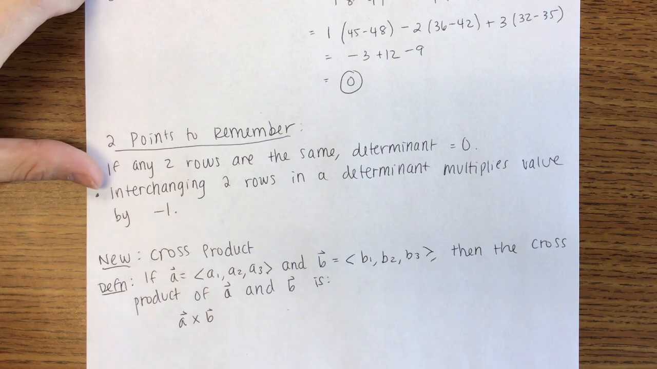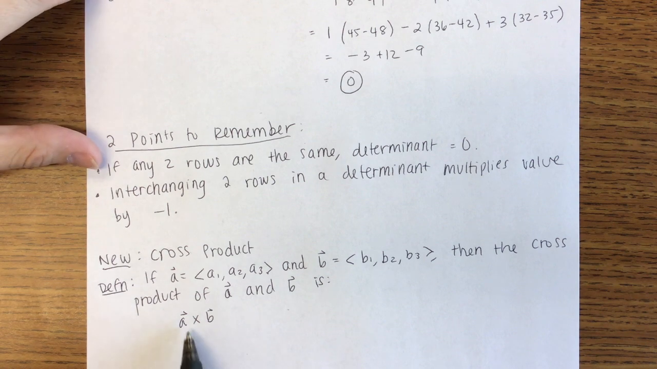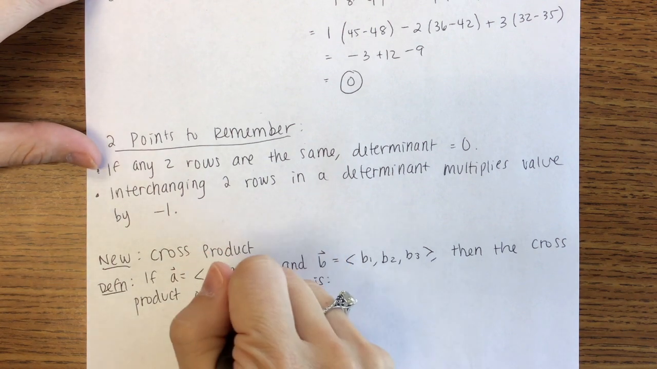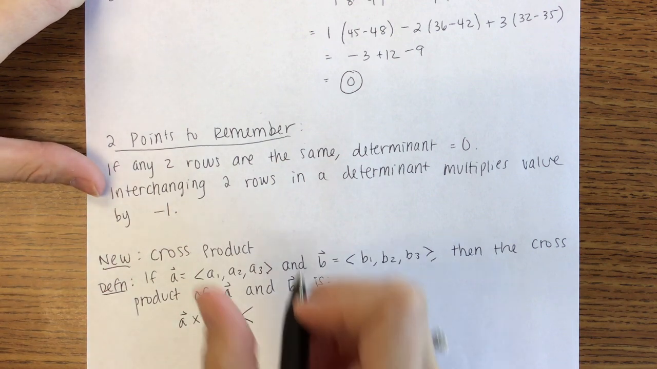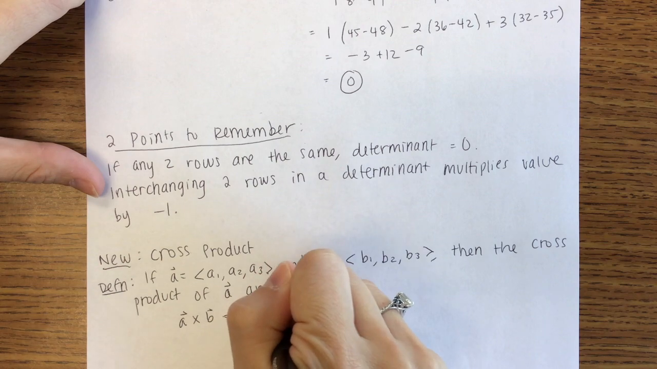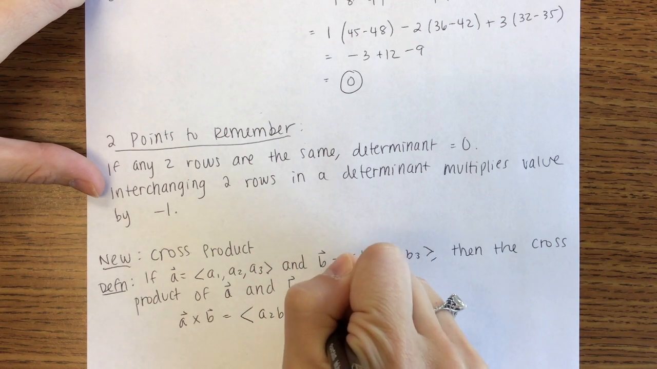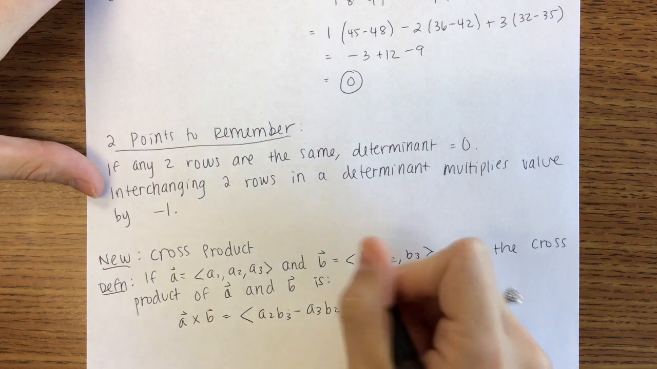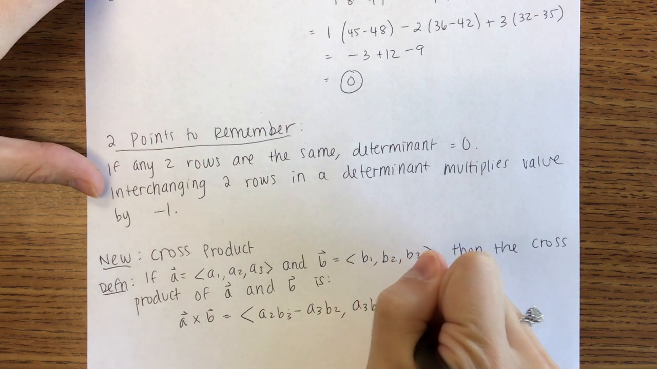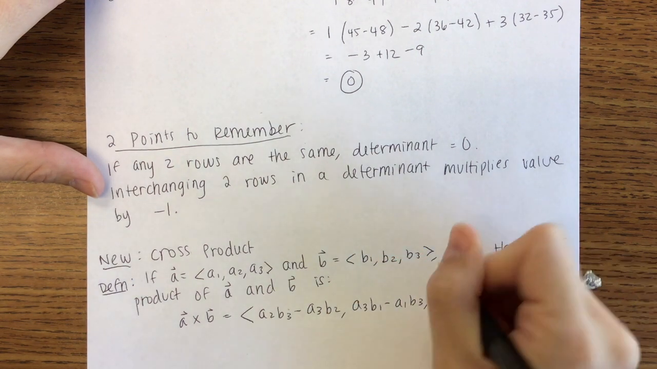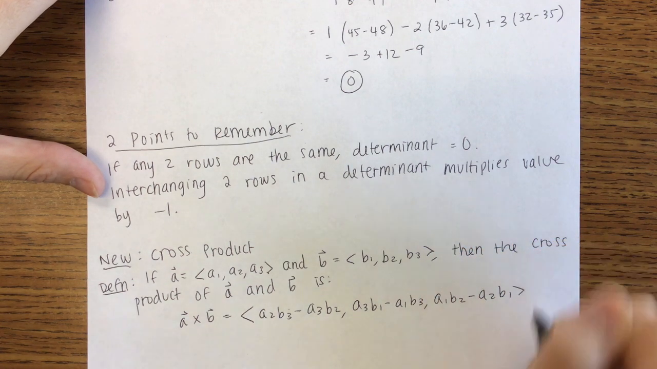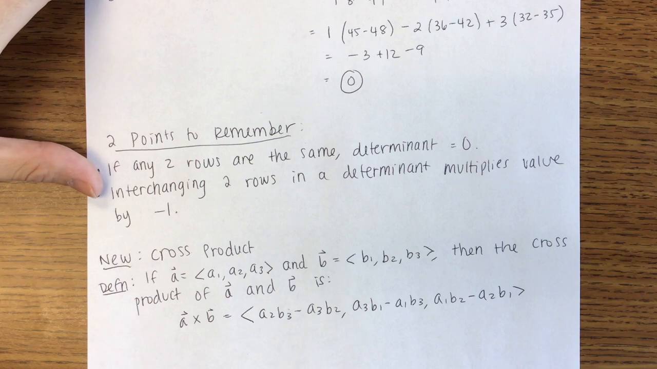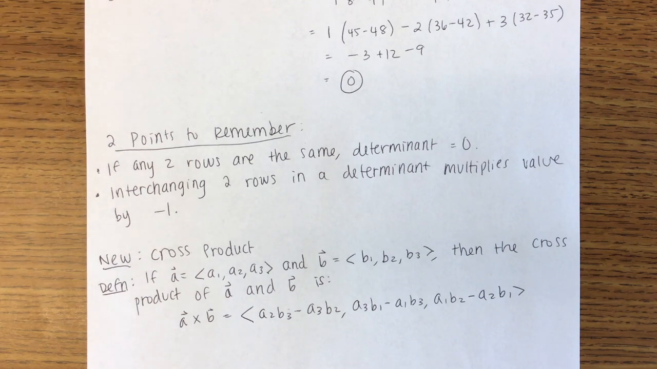An X is going to denote the cross product. So this is saying I'm finding the cross product of A and B. Next thing to note is that the cross product is going to give you a vector. The following are the components: A2B3 minus A3B2, A3B1 minus A1B3, and then the third component will be A1B2 subtract A2B1. Okay, so that's how we're going to calculate the cross product.